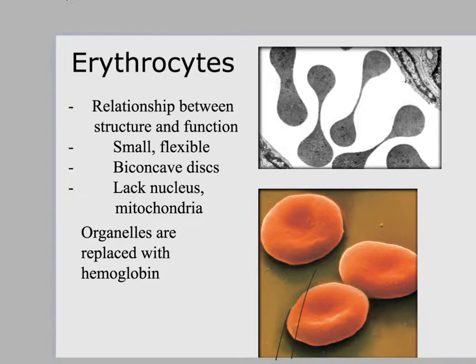You saw them on the blood smear. They look like the little donuts. They are described as biconcave discs. So on both sides they have an indentation. What do you think the benefit is of having that structure as opposed to just a big circle?